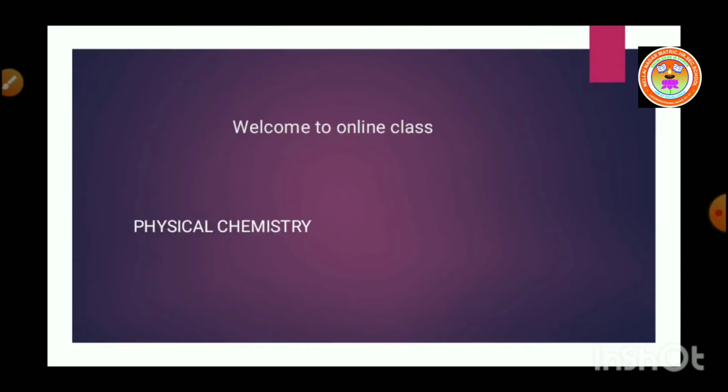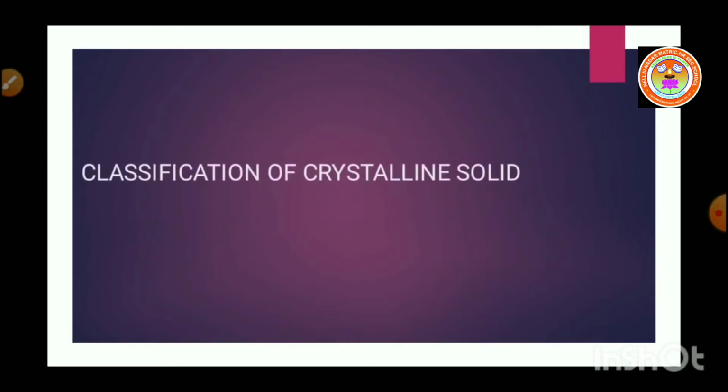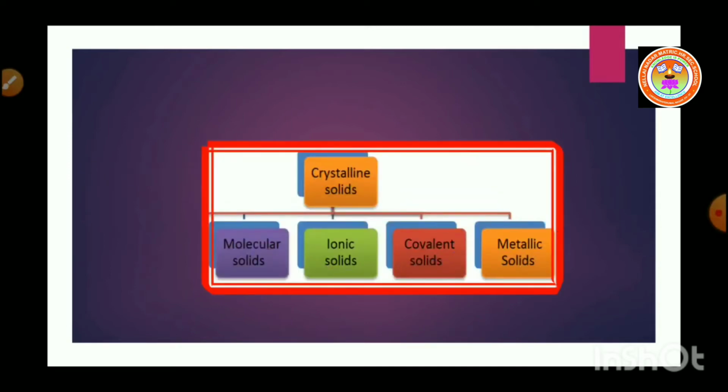Today we are going to learn physical chemistry unit number 6, solid state. Today's topic is classification of crystalline solids. Crystalline solids are classified into 4 types: one is molecular solids, second is ionic solids, third is covalent solids, and fourth is metallic solids.